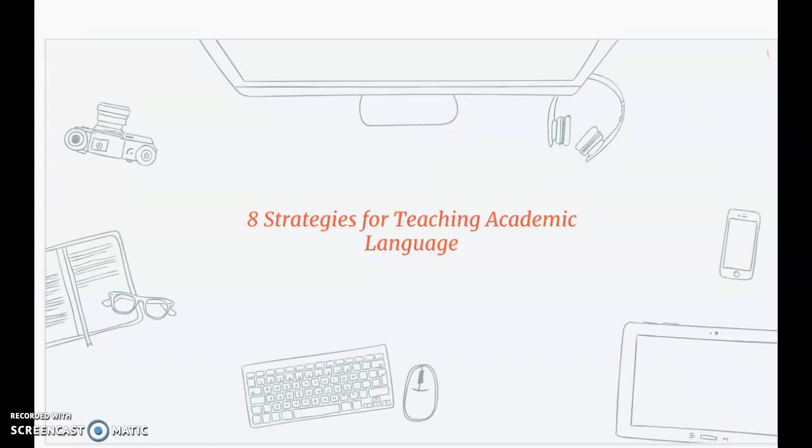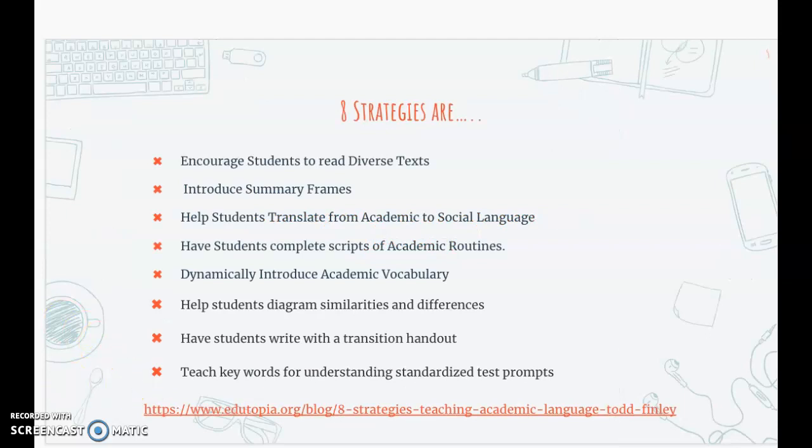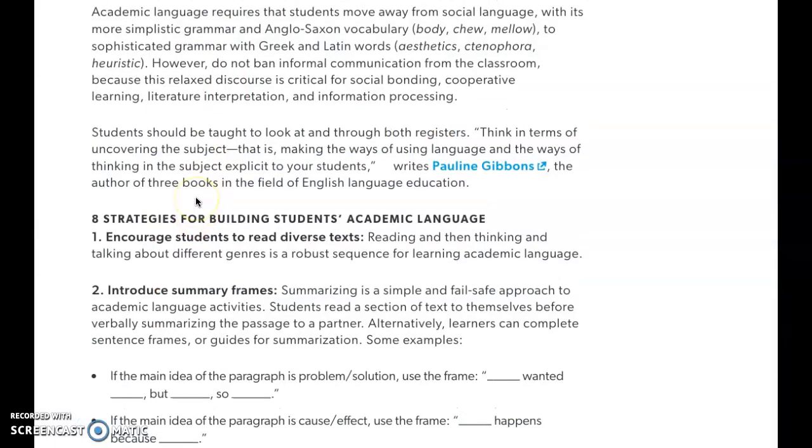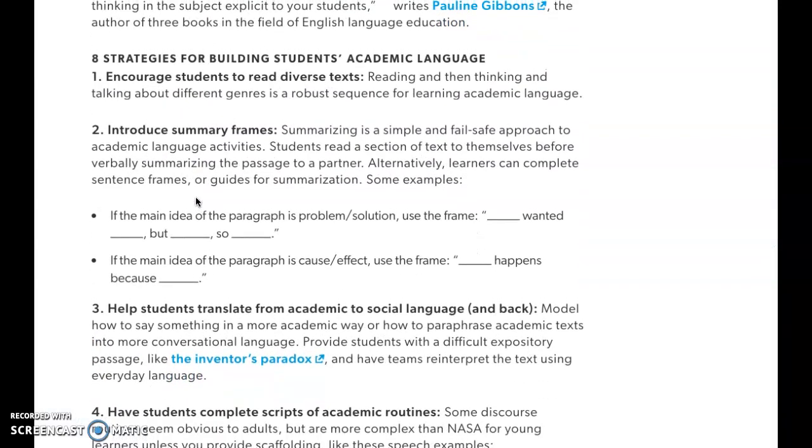The next thing I wanted to talk about were 8 strategies for teaching academic language. I found this really great article from edtopia.org that had a list of 8 teaching strategies related to academic language. I listed the 8 here, but I also wanted to open up the article to show you exactly what I was looking at. To start off, it talked about encouraging students to read diverse texts, which meant reading, thinking, and talking about different genres and harder sentences. So, just letting students explore texts that they may not be familiar with to help further that knowledge.